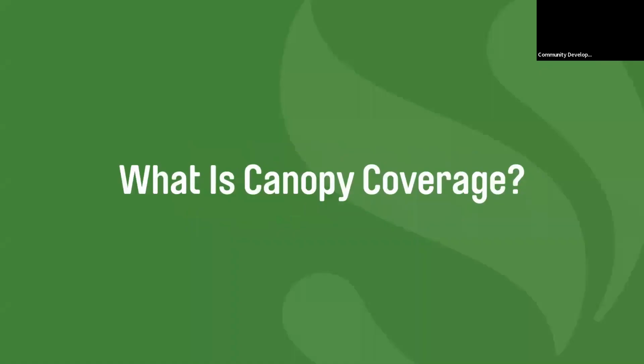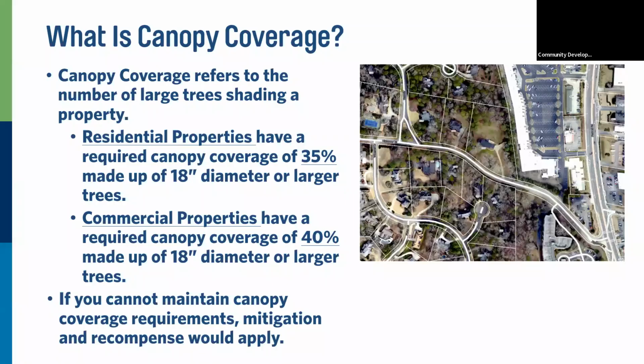What is canopy coverage? So canopy coverage refers to the number of large trees shading your property. Most municipalities are going to have a requirement. For us in Sandy Springs, for residential property, ours is 35% made up of protected trees, which are 18 inches in diameter and larger. Commercial properties have a higher requirement of 40%. And we do review this by the information on the application.